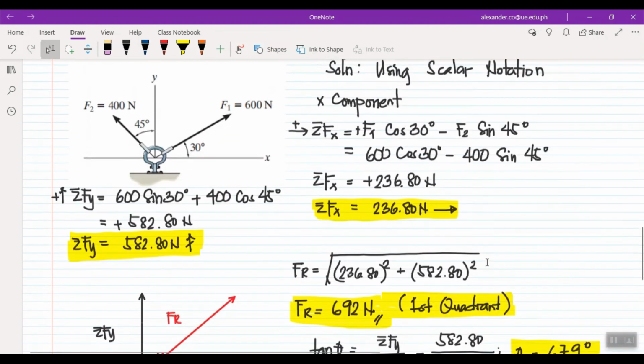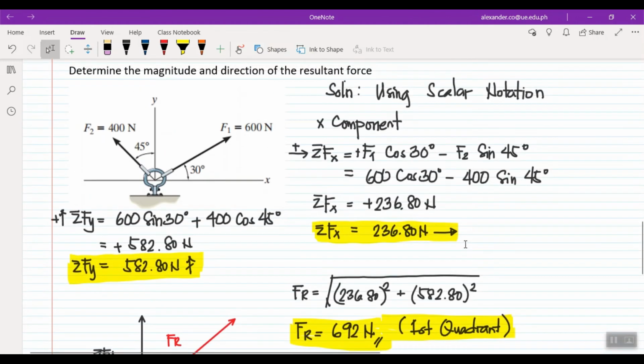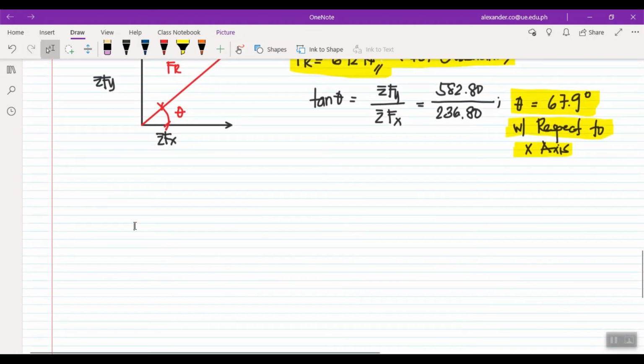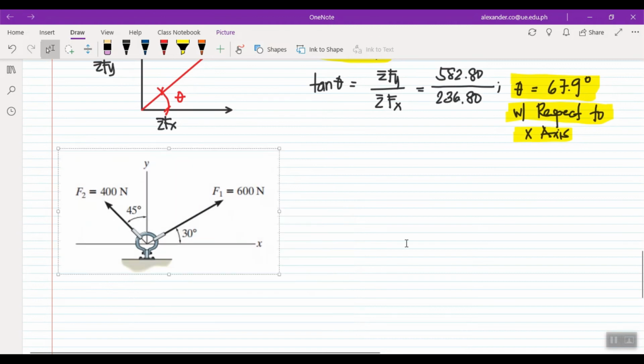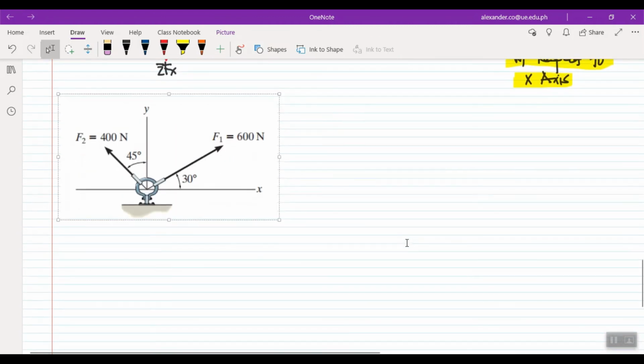Okay. Kukopyahin ko lang to. Nalagay ko dito. Kasi, para hindi na pabalik-balik, no? Ang gagawin naman natin ngayon, let's solve using vector. So, vector na tayo. So, sa vector, kanina scalar, ngayon, vector notation.